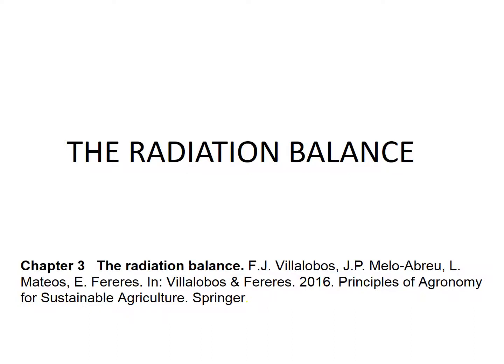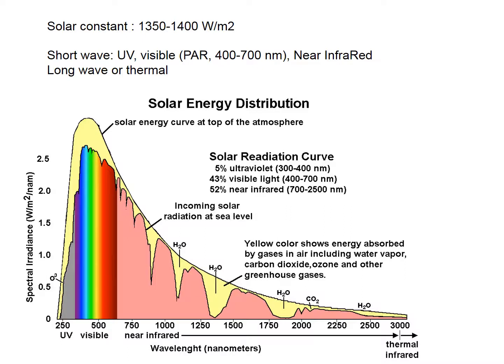This lecture on the radiation balance is based on Chapter 3, the radiation balance, in the book by Villalobos and Ferreres, Principles of Agronomy for Sustainable Agriculture. On the top of the atmosphere, we receive a total radiation normal to the sun rays close to 1400 watts per square meter. This is called the solar constant.